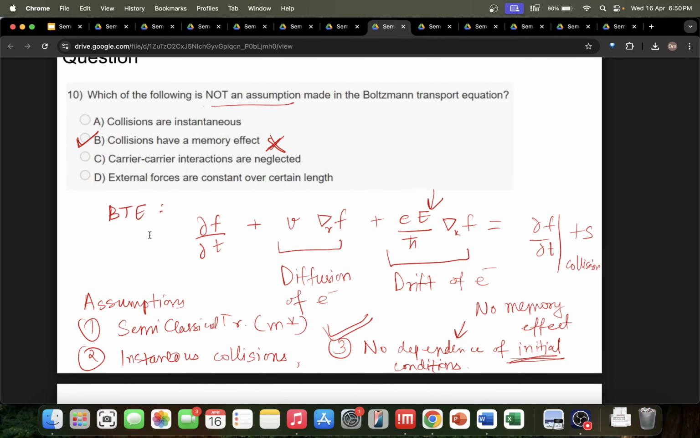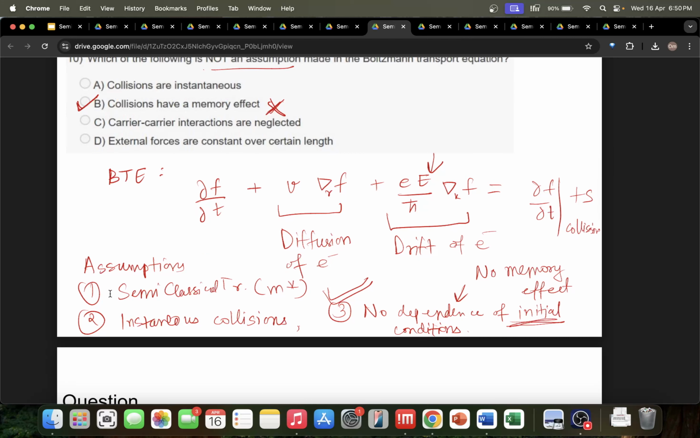Then we studied the Boltzmann transport equation. What is the Boltzmann transport equation? What are the different terms? It has a diffusion term, a drift term, and a collision term. And the assumptions: it is semi-classical, it uses effective mass, instantaneous collisions, there is no dependence on initial conditions, and no memory effect.